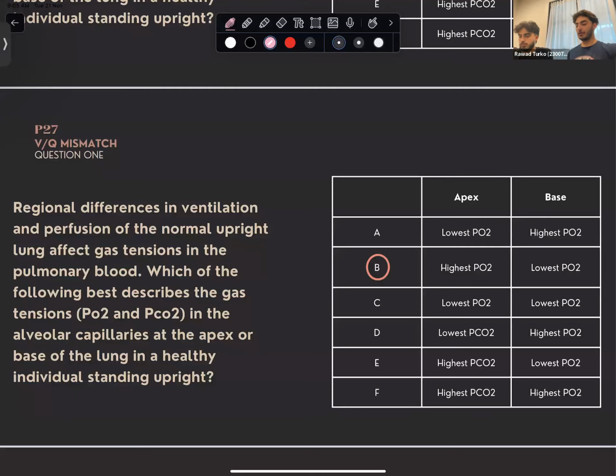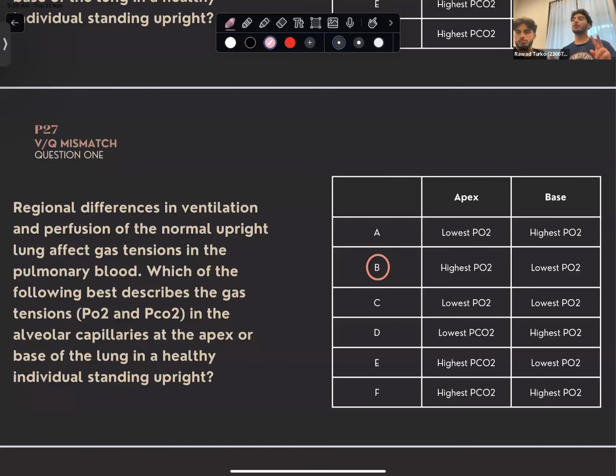Okay, so it's higher at the bottom, at the base. That's why there's higher PO2, right? You're talking about the ratio? The ratio is higher at the base? No, I'm saying that the ventilation is higher at the base, yes. Okay. And it's lower at the apex.